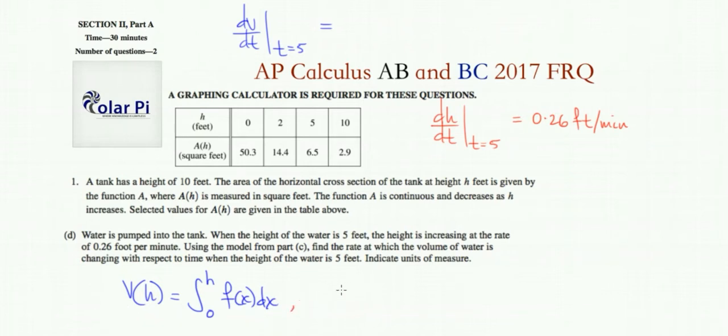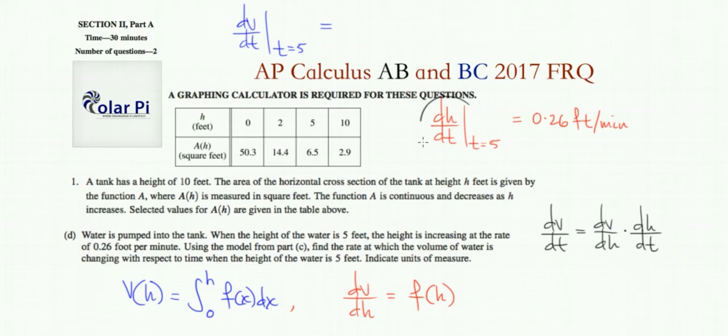we'll find that dV/dH, the derivative of the left side, is going to equal f of H on the right side, by the fundamental theorem of calculus, right? Okay, cool. But what we're after is dV/dt, and I think we can easily gather that dV/dt has to equal dV/dH, which we have right here, times dH/dt, which we also have right here.